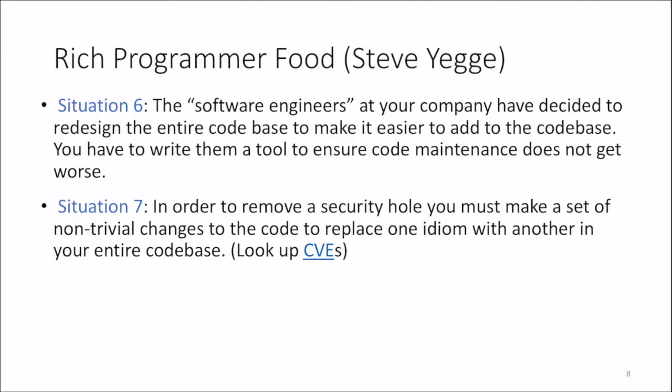Situation 7 in Steve's post is, in order to remove a security hole, you must make a set of non-trivial changes to the code to replace one idiom. An idiom is just a bunch of statements together. Sometimes the security advisory says, if you do these two statements together, then there's a security hole that can expose your system to a malicious hacker. So you want to make these changes to the code to replace an idiom, a series of statements, with a different series of statements that doesn't have the same security hole.